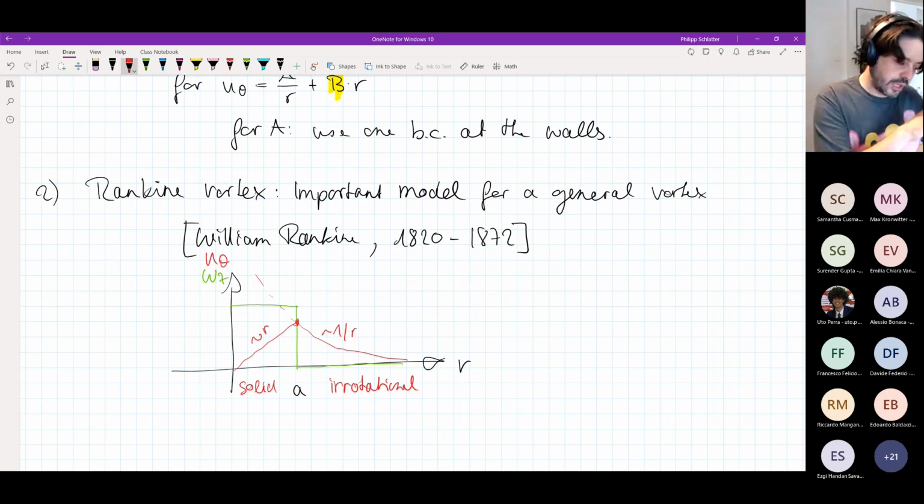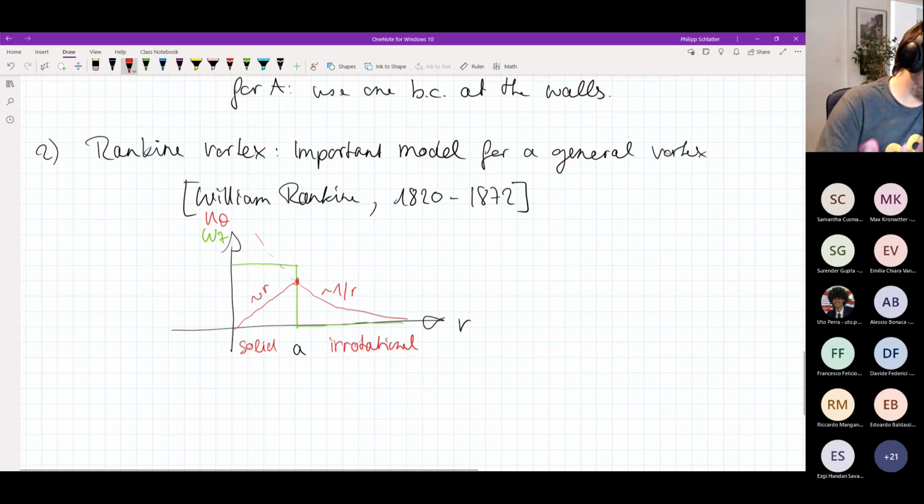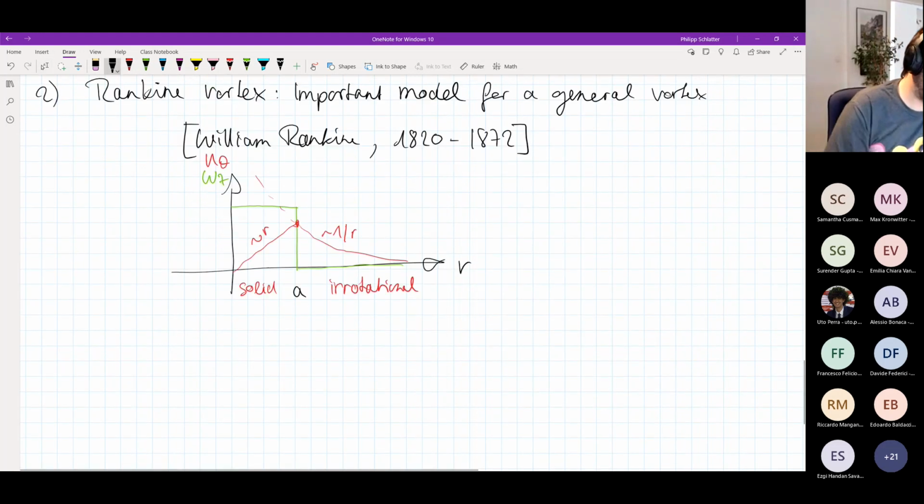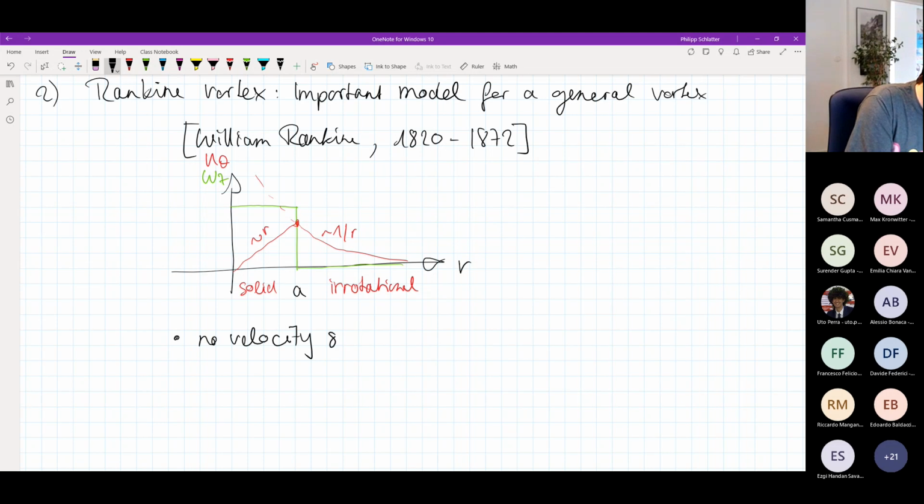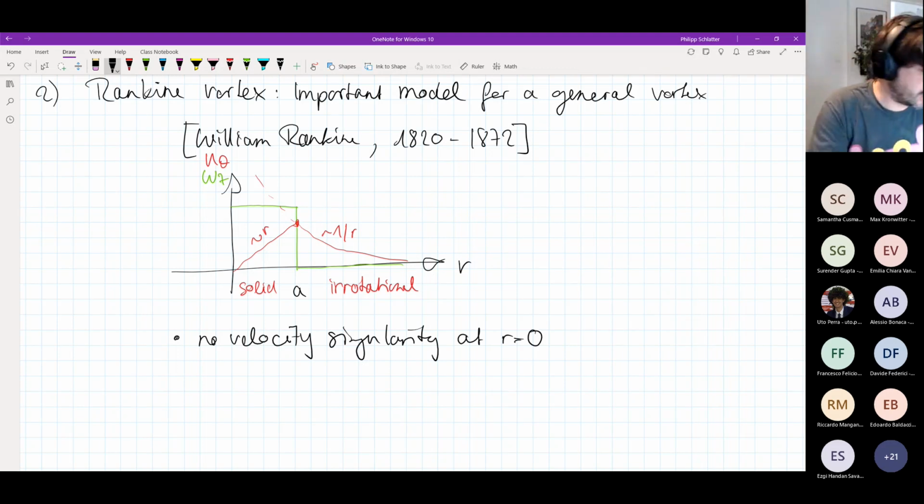So really to show you that you have a rotational part in the center, solid body rotation, and an irrotational part outside. Of course, there are certain advantages that you have with this Rankine vortex compared to, for instance, if you just had an irrotational vortex all the way. In particular, you have no velocity singularity at r being 0. So the velocity does not increase to infinity as it would if you continued just this irrotational part up to 0.